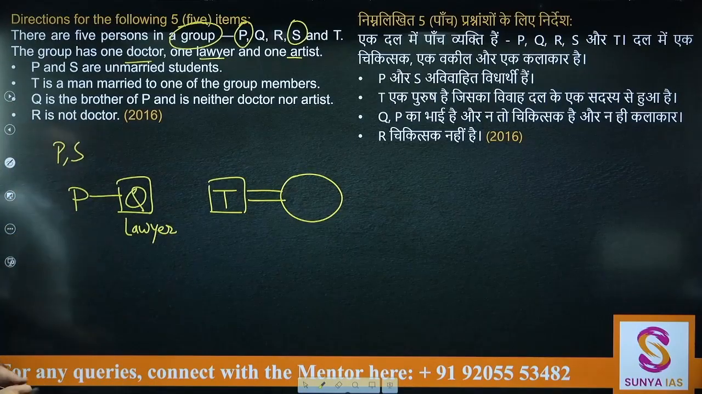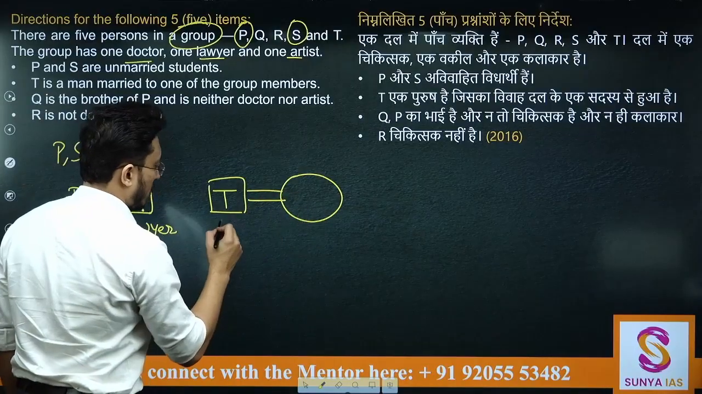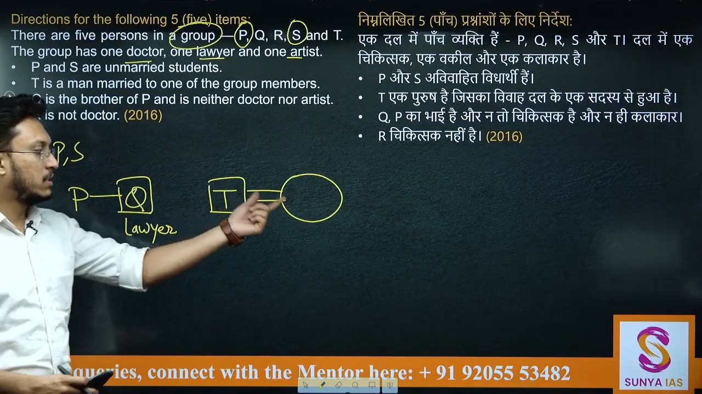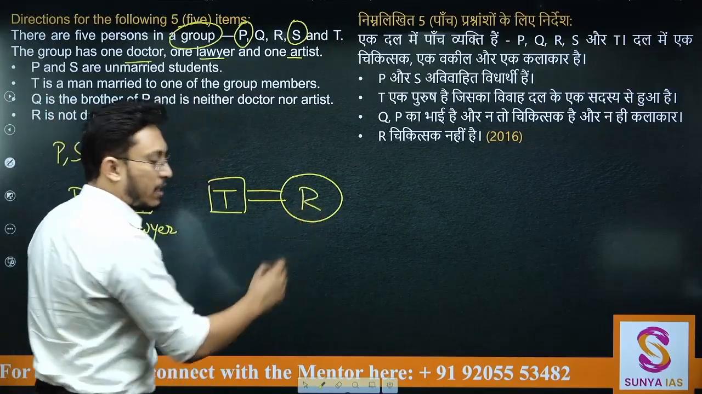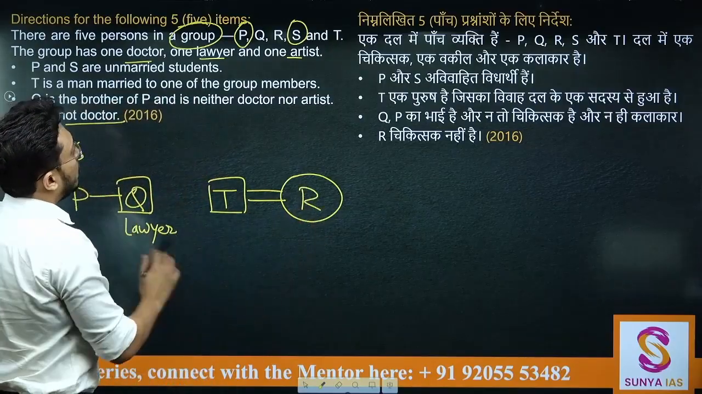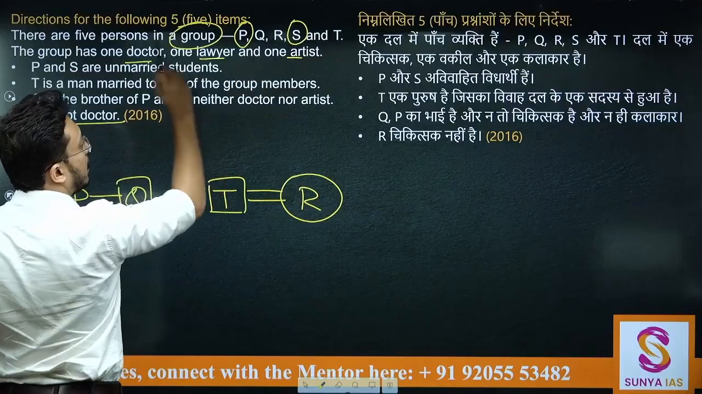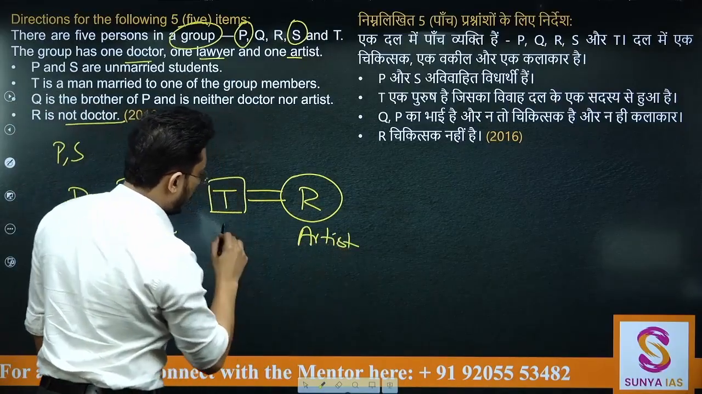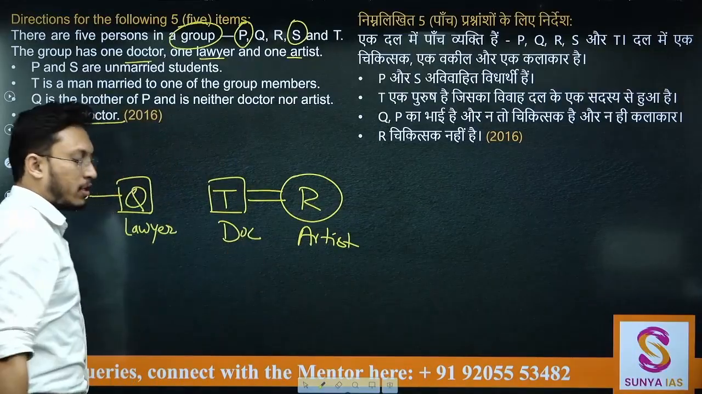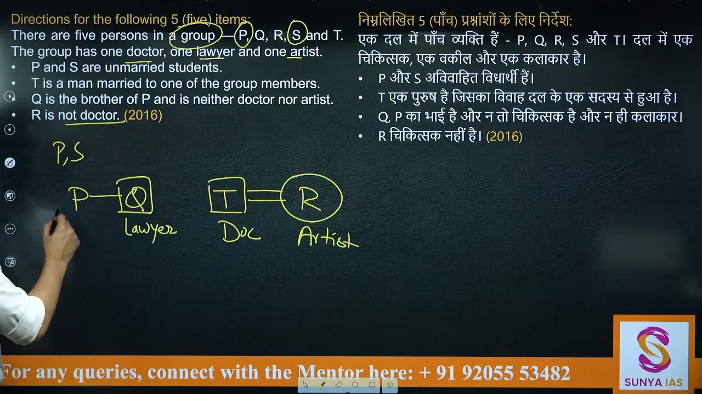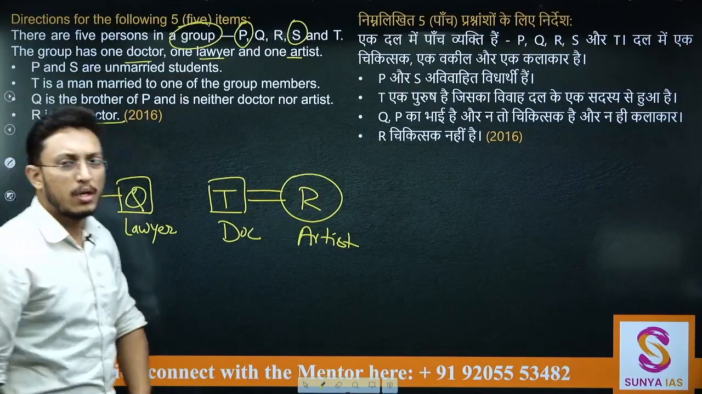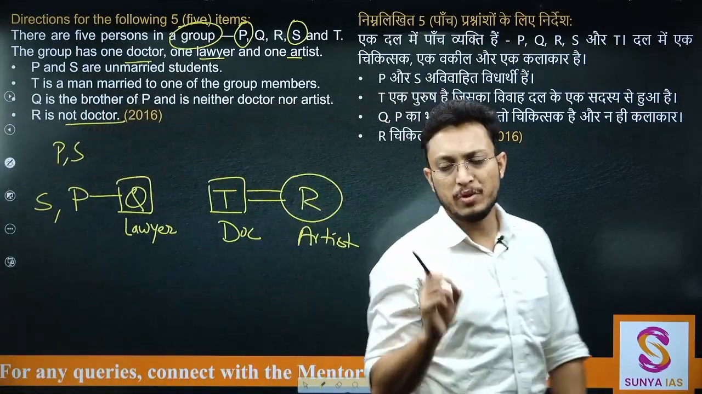R is not the doctor. If R is not the doctor, see R कहाँ होगा? P और S है यहाँ पर. Q is done, T is done. तो R should be married to T, and R is not the doctor. Out of these two professions, R is not doctor. So can I say R has to be artist? That means T becomes the doctor here. And S क्या है? S is another unmarried student. एक अविवाहित विद्यार्थी है S भी.